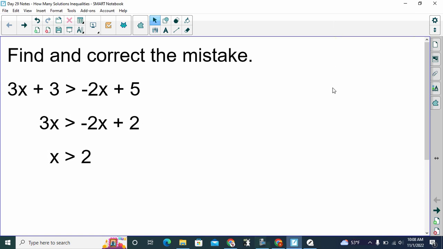In today's notes, we are continuing with multi-step inequalities. The first example problem that is up is one that is common on standardized tests, where it gives you the solution and all of the steps completed to solve, in this case, an inequality, but a lot of times they do it with an equation as well. And they ask you to find the mistake. There's a mistake in here somewhere. We need to find it, and then we need to show what the correct solution is.